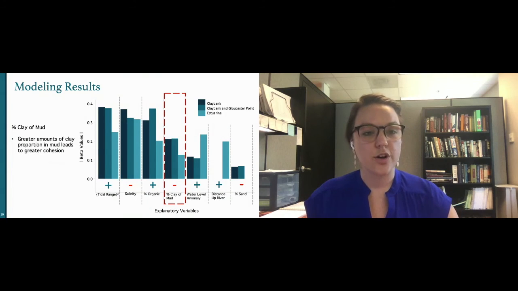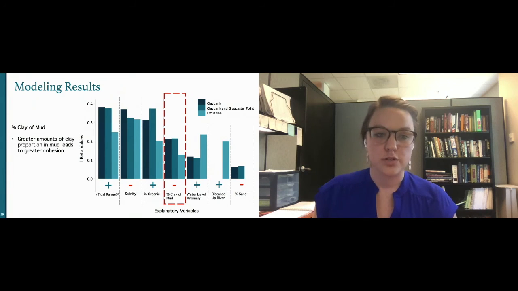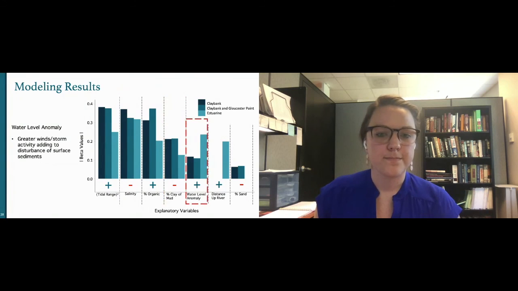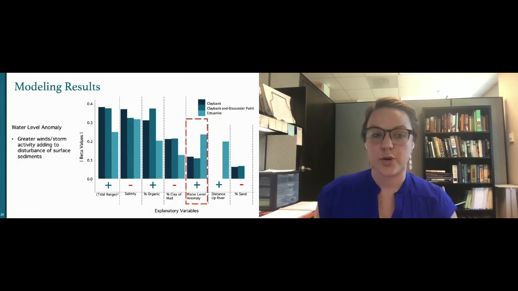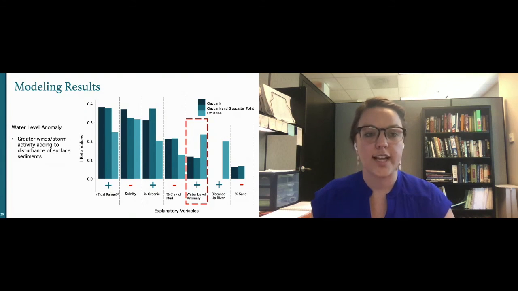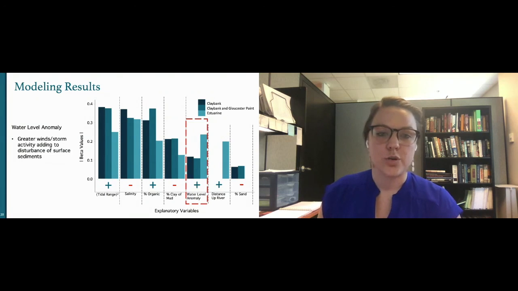And then we have percent clay of the sediment. So we saw that greater amounts of clay tend to lead to a decreased erosion, which again is because of that greater cohesion between the clay particles and the sediment really sticking together and being difficult to erode. Next is water level anomaly. So we saw a direct relationship here with an increased water level anomaly resulting in increased erodibility. And that just goes to show that greater winds and storm activity are likely adding to that disturbance of surface sediments and making them easier to erode thereafter.